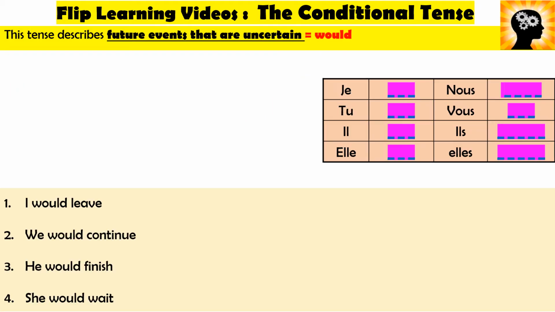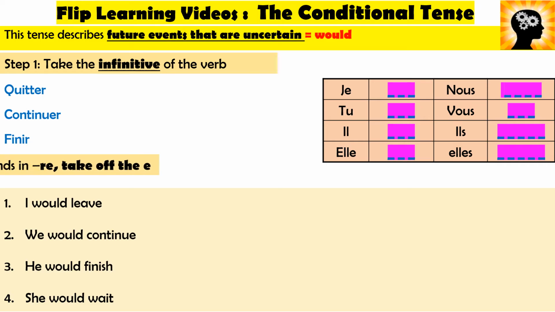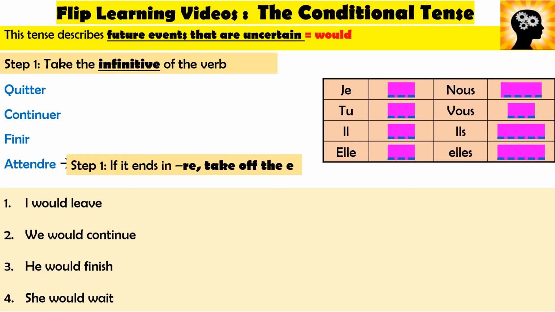Let's put you to the test. Alors maintenant mes petits, alors je vais dans les verbes. Ici, vous avez la première activité. 1, 2, 3, 4. Je vous ai donné une phrase en anglais au conditionnel. Par exemple, I would leave, we would continue, he would finish, etc. Et je vous ai donné les verbes ici. Voilà, et c'est dans le bon ordre.